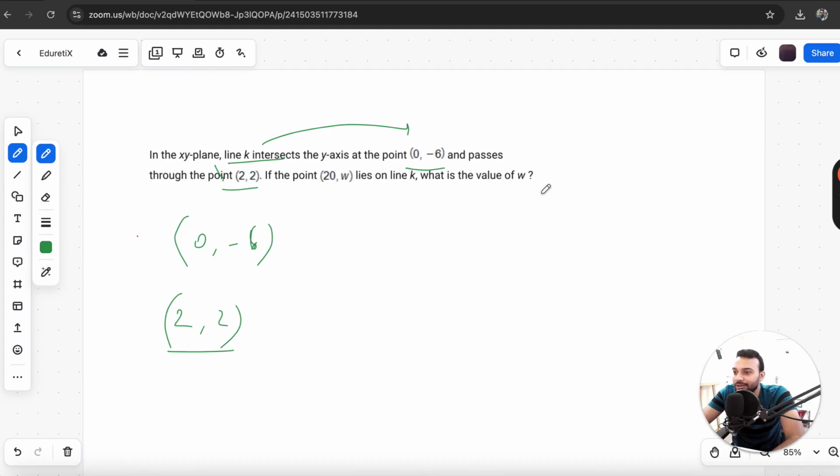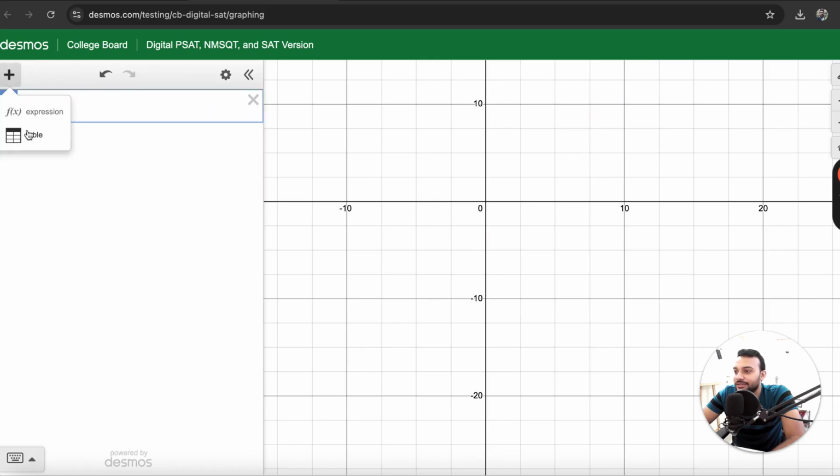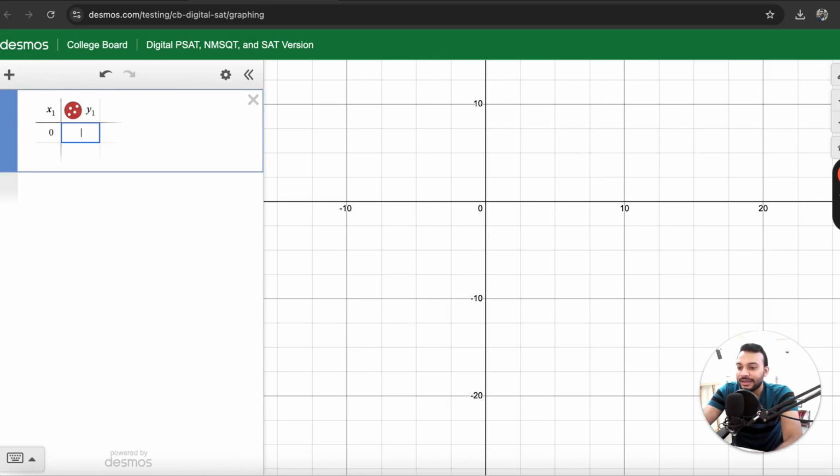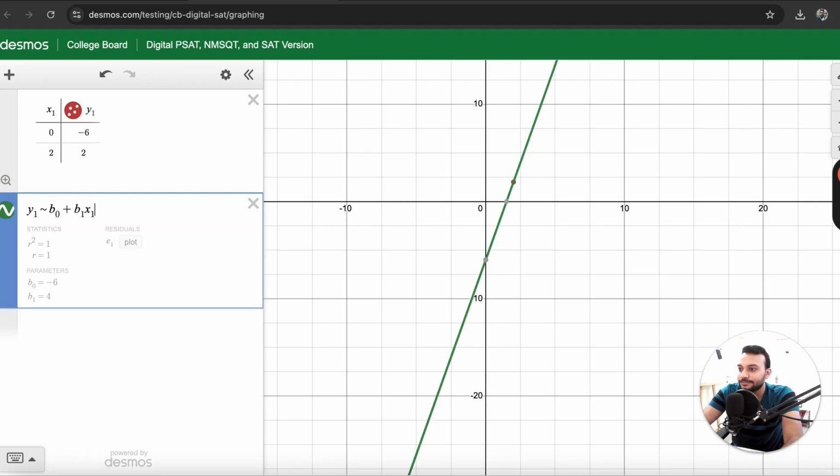So if you were to solve this manually, you'll first figure out the equation of the line using these 2 points and then put 20 comma w into the line equation and find the value of w. How do we do it through Desmos? Same thing. Delete everything and put in the table 0 negative 6, 2 comma 2. Do linear regression, y1 tilde b0 plus b1 x1. You found the complete equation of the line.